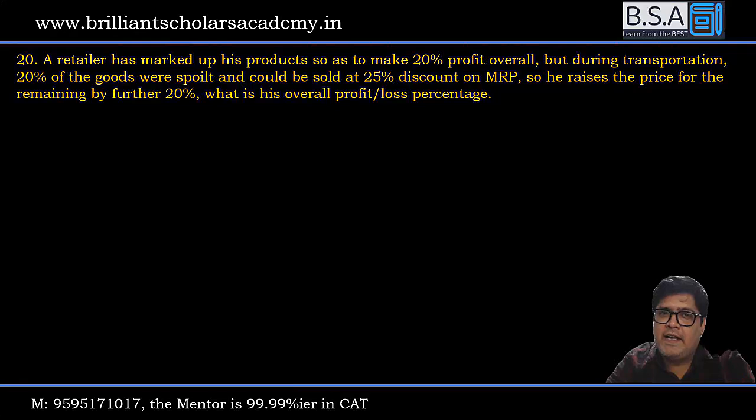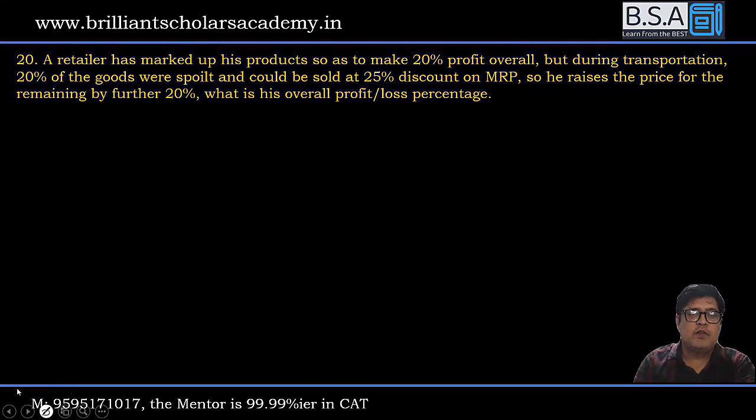A retailer has marked up his goods so as to make 20% profit overall. During transportation, 20% of the goods were spoiled and could be sold at 25% discount on MRP. So he raises the price of the remaining by a further 20%. What is his profit or loss percentage?